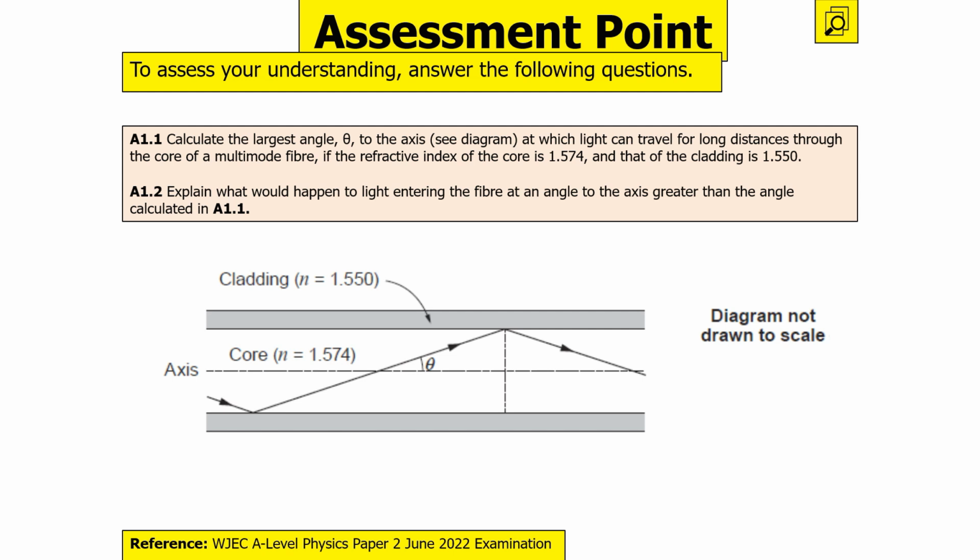Now the next question says calculate the largest angle theta to the axis at which the light can travel for long distances through the core of the multimode fibre if the refractive index of the core is 1.574 and that of the cladding is 1.550. Then explain what would happen to light entering the fibre at an angle to the axis greater than the angle calculated at 1.1. So pause the video now, then unpause the video when you want to go through your answer.